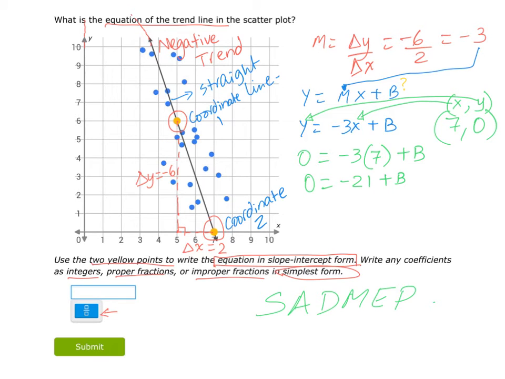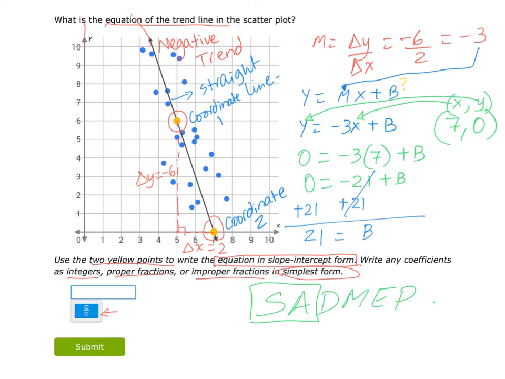So what all do we see here? We see only the first two, right? So let's start with the subtraction. What's the opposite of subtraction? It's addition. So let's add 21 to both sides. So this cancels off. So b is 21.